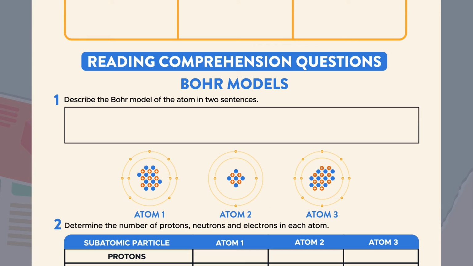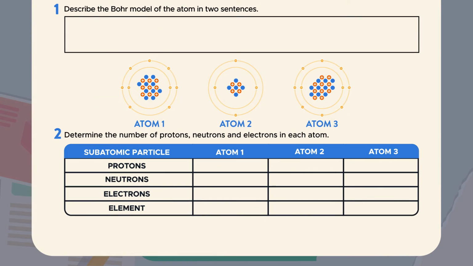Reading comprehension questions. Bohr models. 1. Describe the Bohr model of the atom in 2 sentences. 2. Determine the number of protons, neutrons, and electrons in each atom. Table with column headings: subatomic particles for atoms 1, 2, and 3. Row headings: protons, neutrons, electrons, and element. Fill in the blanks for atoms 1, 2, and 3.